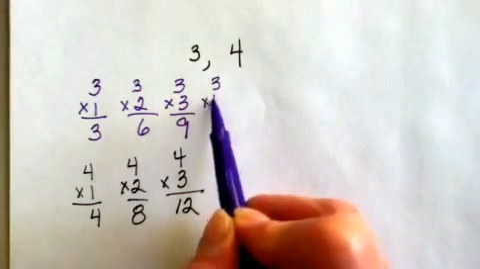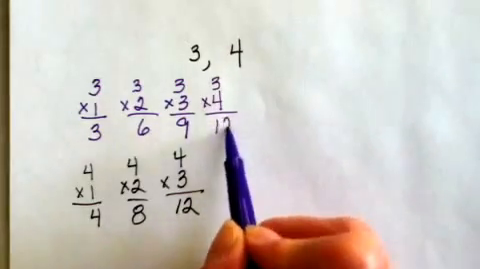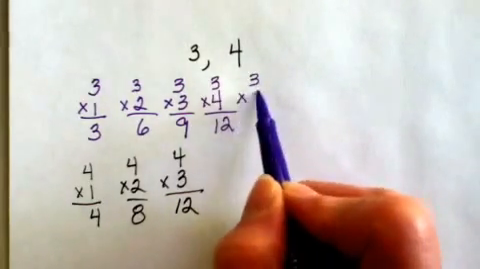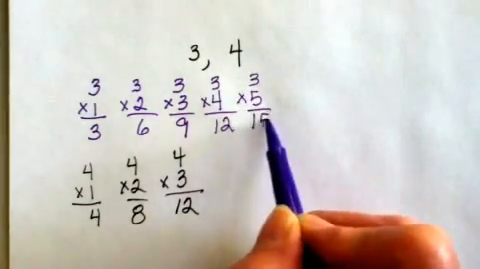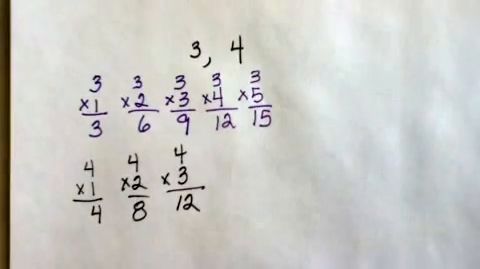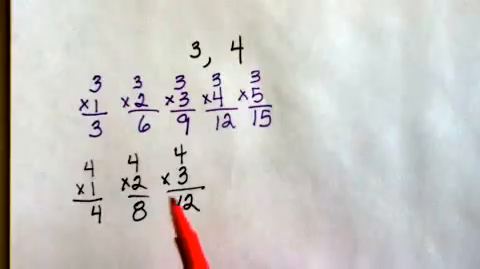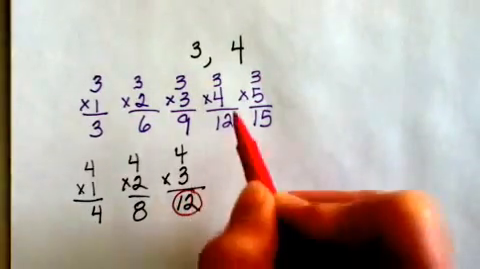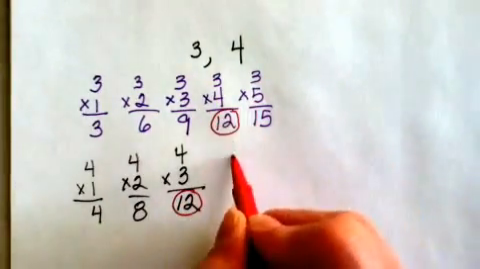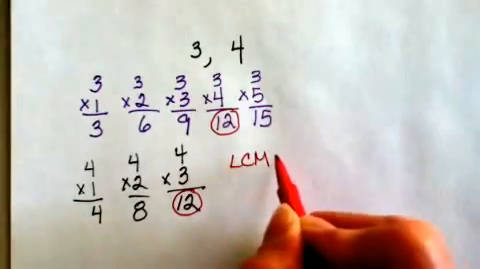3 times 4 is 12. 3 times 5 is 15. And now if I look at my sets, the first answer that both numbers have in common is the number 12. And so my least common multiple is 12.